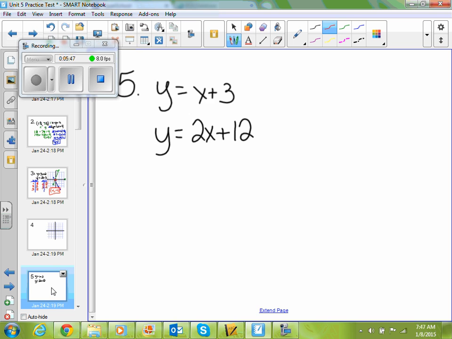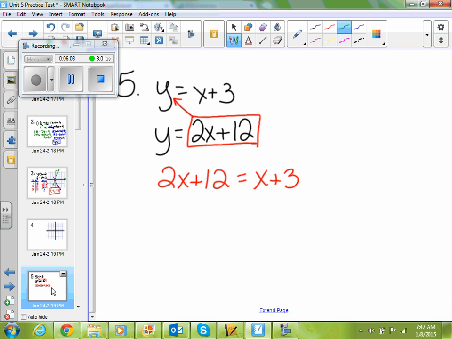Okay, and substitution is where you take what y equals. So y = 2x + 12, and you plug it in for y. If I do that, then I end up with 2x + 12 = x + 3. This is like a 1x. So to move my 1x, I'm going to subtract it, because the opposite of a positive is a negative.